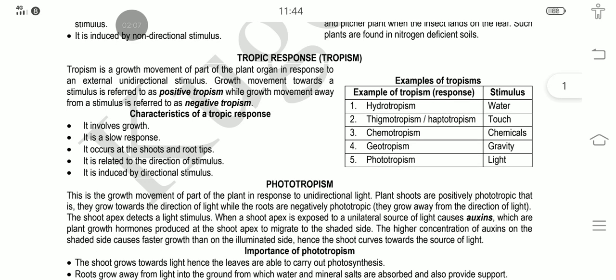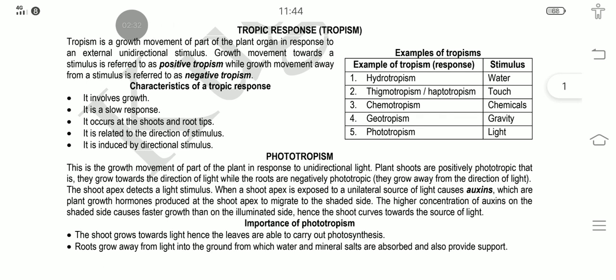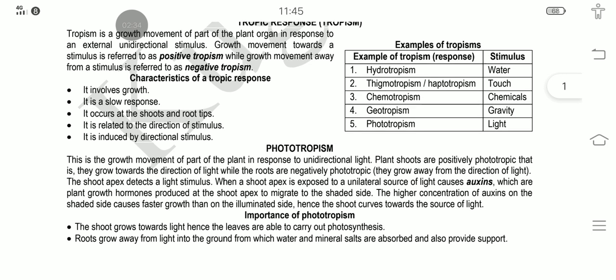The examples are here. Examples of tropism responses and the stimulus. Hydrotropism. The word hydro means water. A plant root will always grow towards water, the direction where there is water. If you observe the root arrangement in a plant, you see that the plant will always grow its roots towards a direction where there are water sources.